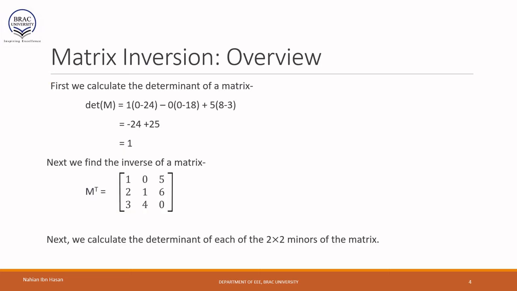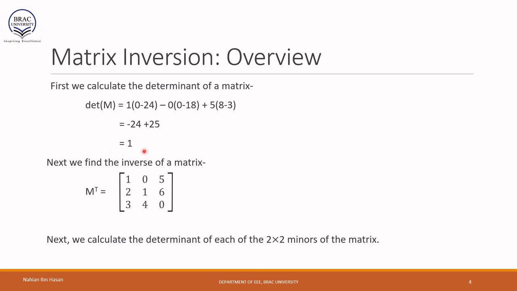So if we find out the determinant of this matrix, the determinant turns out to be 1. So it's not a singular matrix, and also it's a square matrix. So that means we can find out the inverse of this matrix. That means the inverse exists. So we are sure of that.